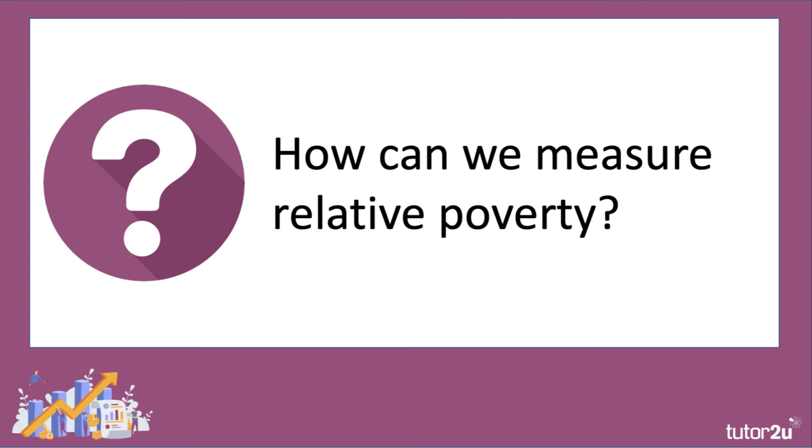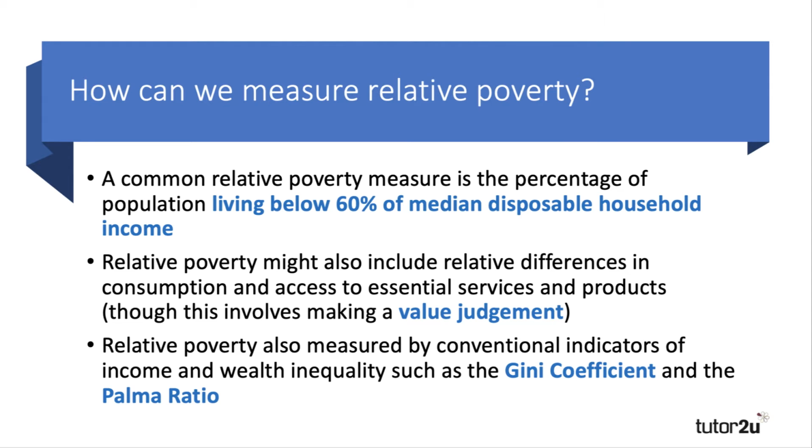How do we measure relative poverty? Well, the common measure is the percentage of a population living on less than 60% of median disposable incomes. But we might also think about relative poverty in a broader context: relative differences in consumption, access to goods and services, including healthcare, education and housing, relative consumption of different goods and services. What we include in those, of course, involves making a value judgment.